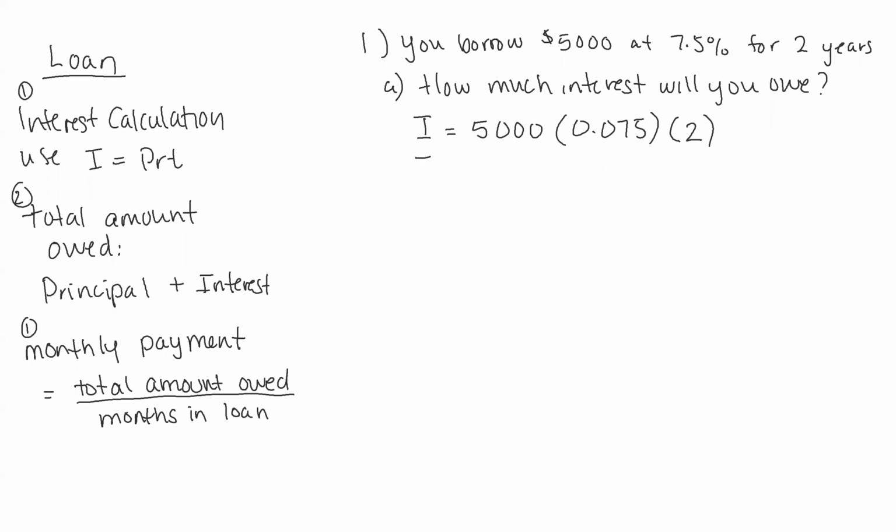All right, so let's figure out the interest that we're going to owe on this loan. So I'm going to take my calculator, 5,000 times 0.075 times 2. And over the course of 2 years, I'm going to have to pay an additional $750. So that leads us to part B. What is the total amount owed?